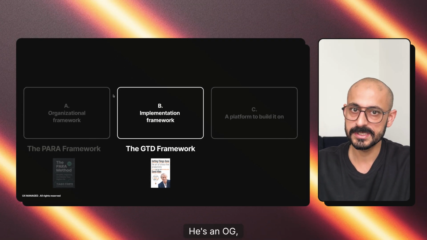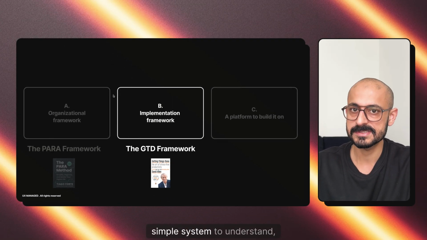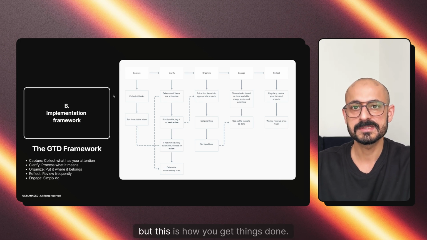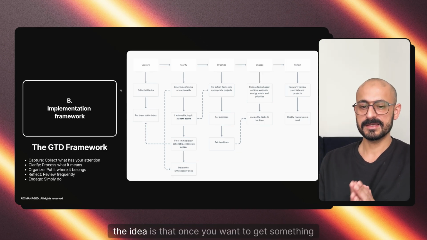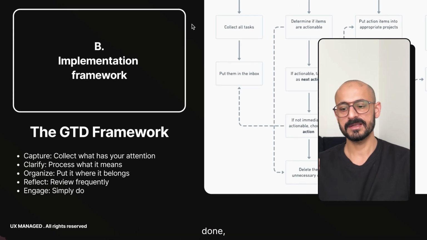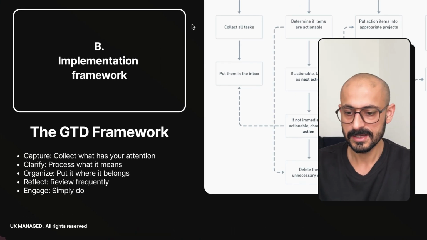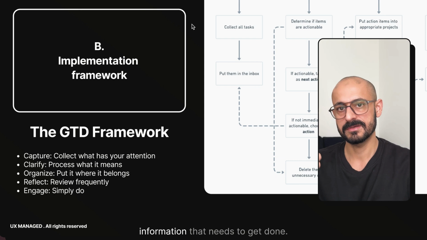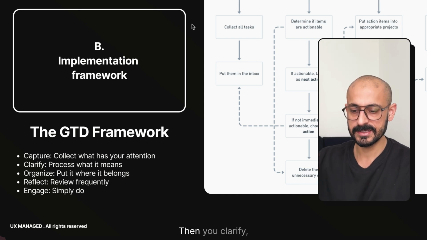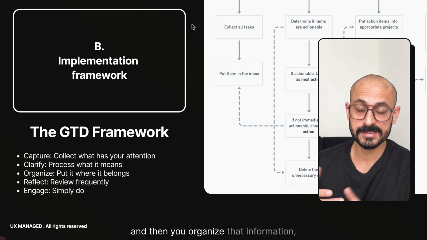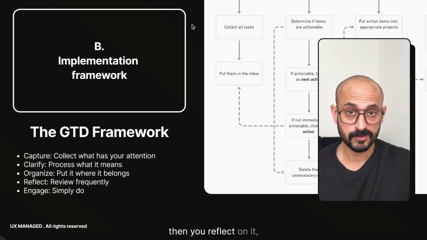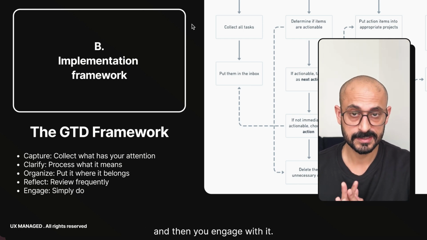He's an OG, a classic, simple system to understand, but this is how you get things done. So in this case, the idea is that once you want to get something done, you capture all the information that needs to get done. Then you clarify what it means, and then you organize that information. Then you reflect on it, and then you engage with it, right?